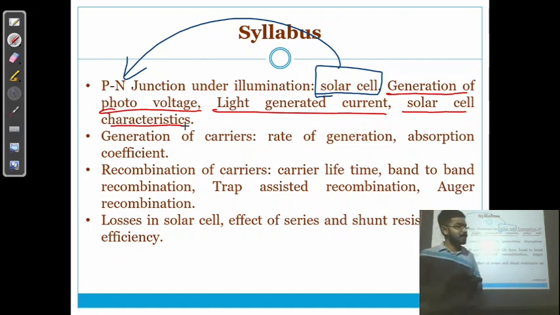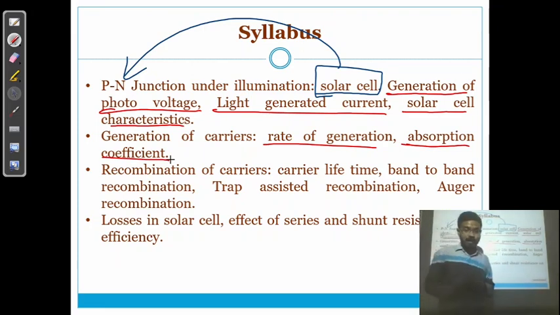Then the next topic is the generation of electron hole pairs. Generation of electron hole pairs will give rise to the light generated current, and then to the photovoltage. That we are going to study in detail in the coming lectures. So we will study the rate of generation and the absorption coefficient. As in the last semester we have seen that alpha is the absorption coefficient, in a similar way for materials also, because a solar cell is made up of a PN junction. PN junctions are nothing but semiconductors, and semiconductors also have an absorption coefficient.